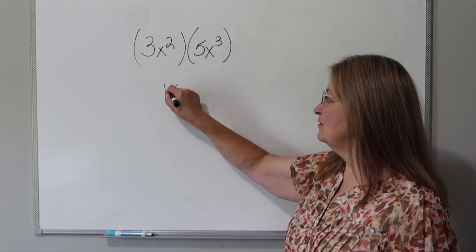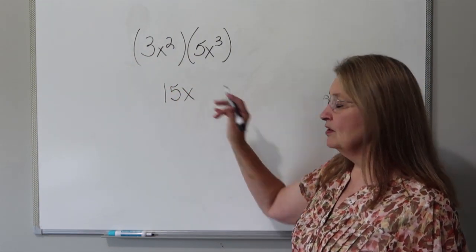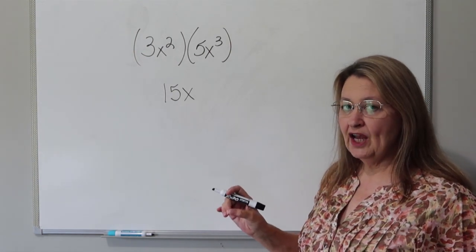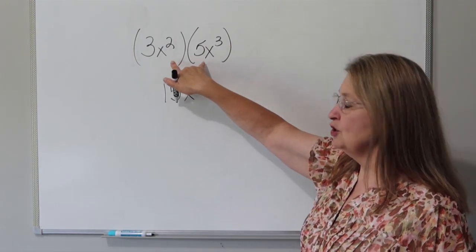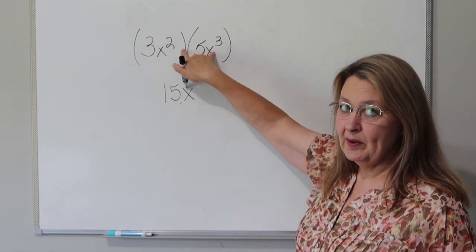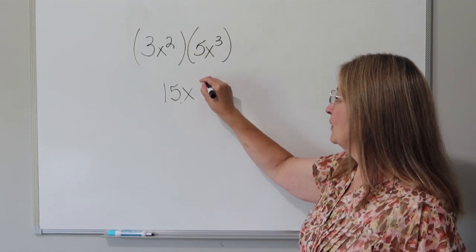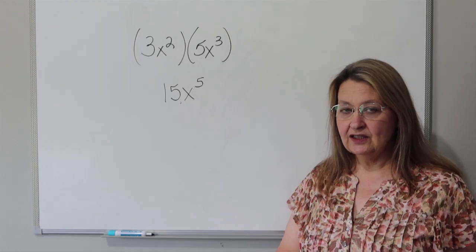3 times 5 is 15. Your base is going to stay x. Now what's going to change is your exponents. You've got two bases, two exponents, so you can add the exponents and get 15x to the fifth.